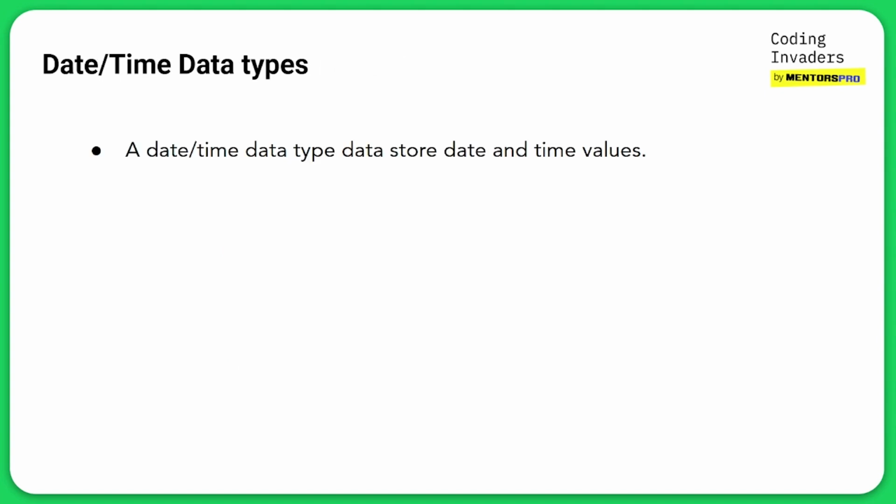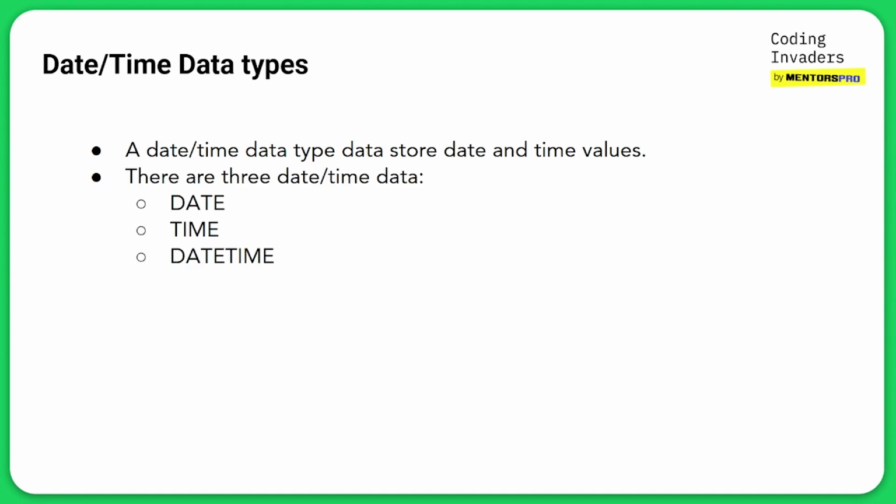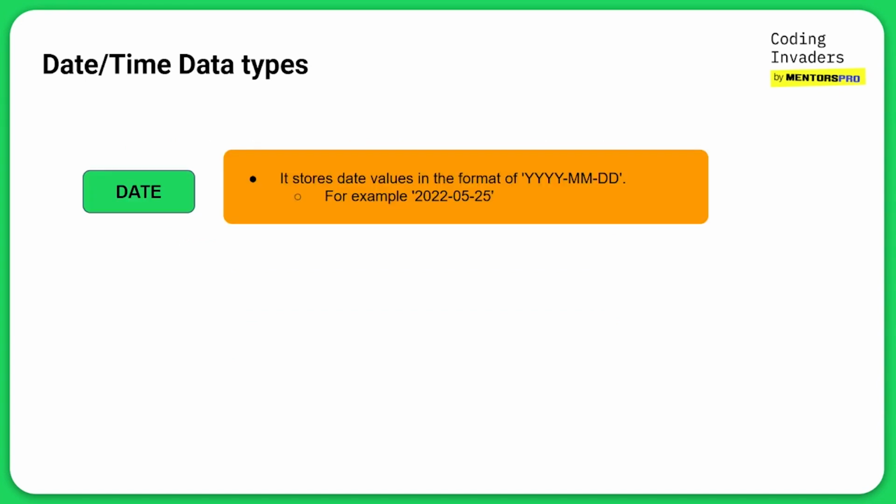Date time data types. The date time data types are used to store date and time values. There are three date or time data types: date, time, and date time. Let's look at them one by one. The date data type is used to store date values in the format of year, month, and day. For example, 2022, 05, and 25.